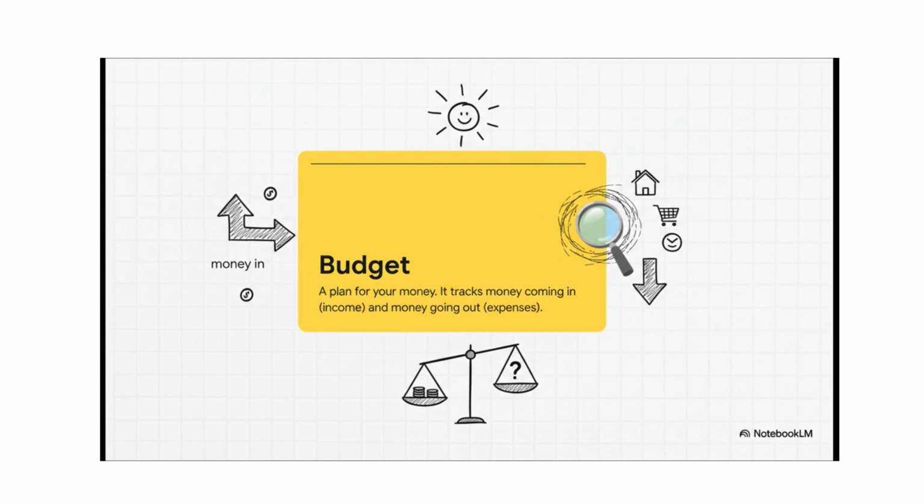A budget is just a plan. It's a clear picture of what you earn versus what you spend. It's not about restriction, it's about awareness. It's about knowing exactly where your money is going.